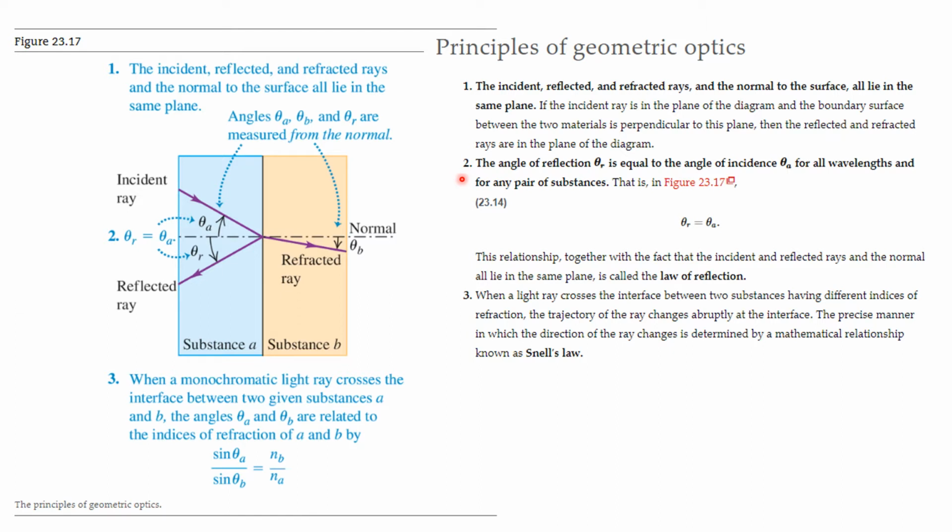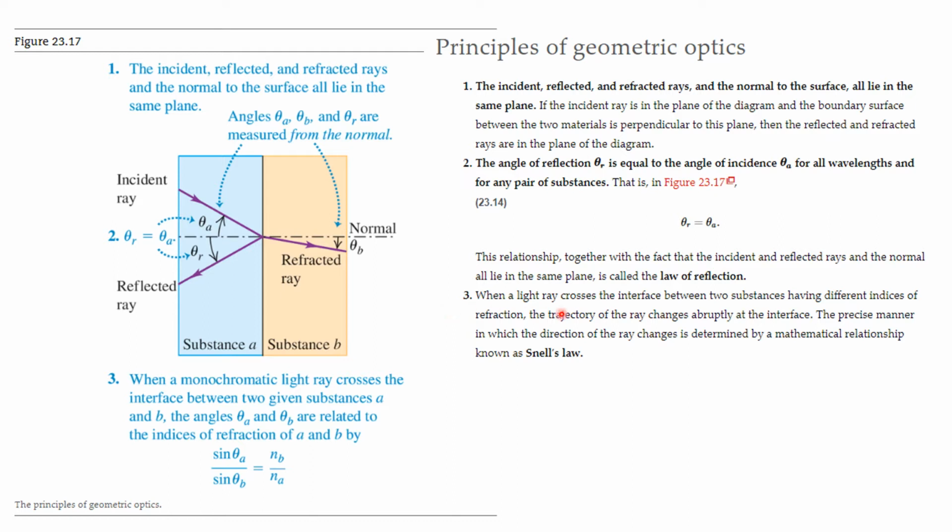Number two, the angle of reflection, theta sub r, is equal to the angle of incidence, theta sub a, for all wavelengths and any pair of substances. So the incident ray comes in, some of it is reflected, some of it continues into this material and is refracted. But the angle of incidence, theta sub a, is always the same as the angle of reflection. So theta sub r is equal to theta sub a. This relationship, together with the fact that the incident and reflected rays and the normal all lie in the same plane, is called the law of reflection.